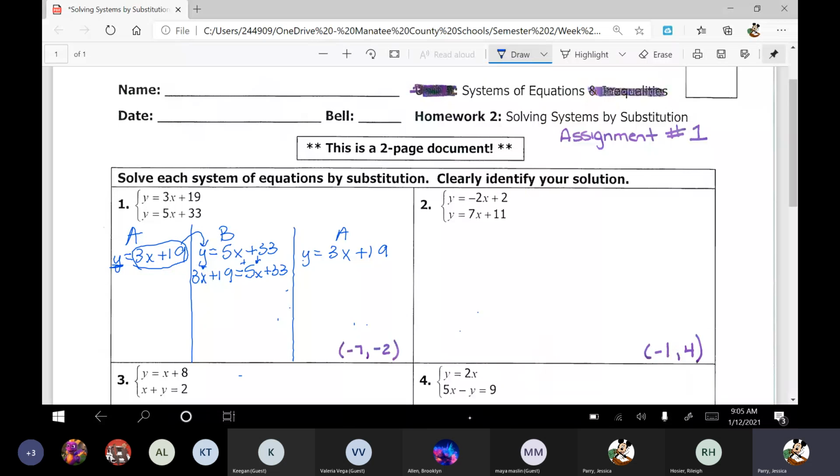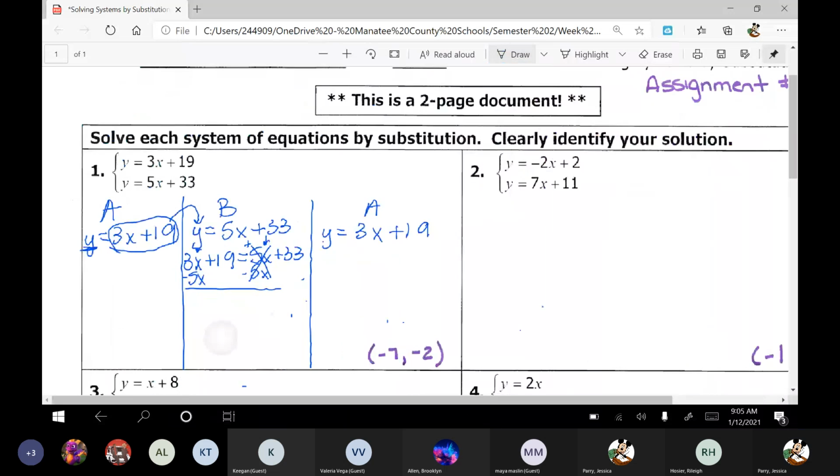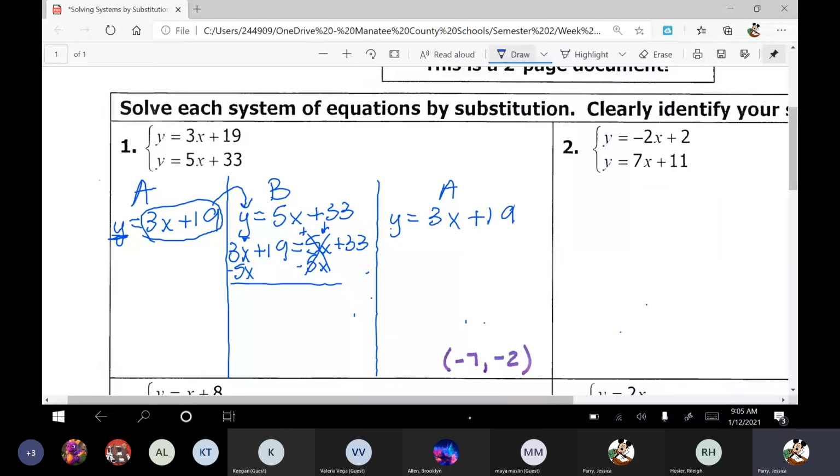I'm going to move this positive 5x to the other side of the equation. So I'm going to do the opposite: minus 5x on both sides. So these 5x's cancel out, and then we can start simplifying. On the left, we have 3x minus 5x, so I get a negative 2x, bring down the plus 19, and my equal sign, and this positive 33.